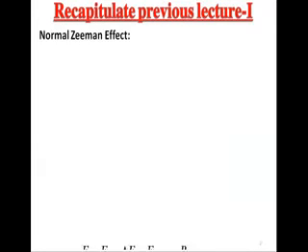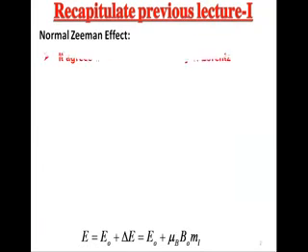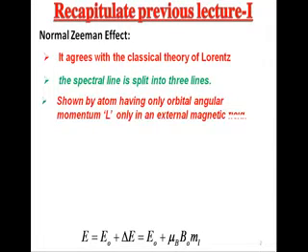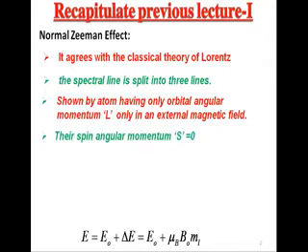First of all, let's recapitulate the previous lecture number 1, in which we discussed the normal Zeeman effect. The first point is that in the normal Zeeman effect, we saw it agrees with the classical theory. Second, in the normal Zeeman effect, the spectral lines split into 3 lines. Another point is that it is shown by the atoms having orbital angular momentum only, whose spin angular momentum is equal to 0.